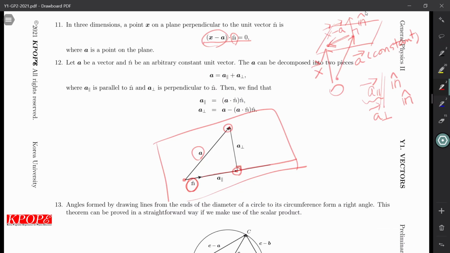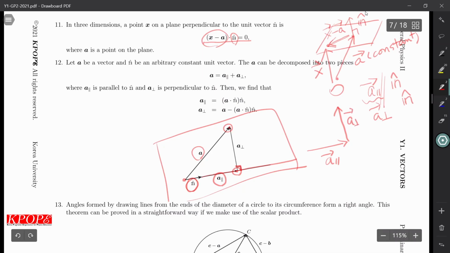Then you will find that a parallel should be the projection of a onto the unit vector n hat. And this is a right triangle. So if we add this parallel component and this perpendicular component, a parallel and a perp, then we end up with the original vector a. Alright?